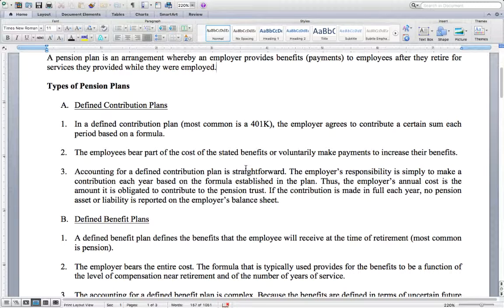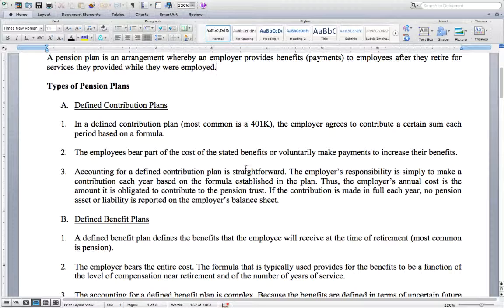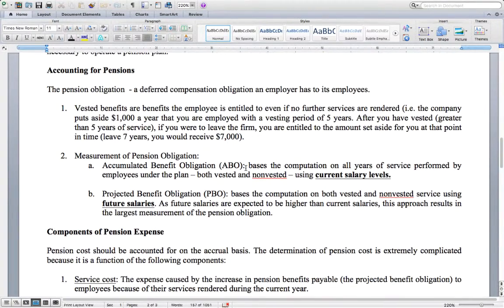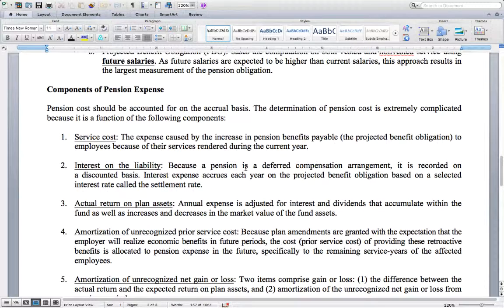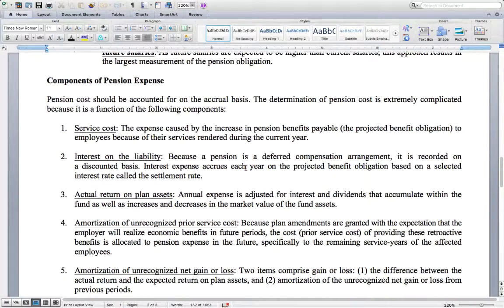But one piece of advice with regards to this chapter as you're preparing for the exam is to make sure you understand the differences between certain items. For example, the difference between a defined contribution plan and a defined benefit plan. Also, the difference between the accumulated benefit obligation and the projected benefit obligation. And lastly, make sure you have a basic understanding of what the components of pension expense are. I would not expect you to know in detail how each of these components functions. However, just being aware of what the 5 key components of pension expense are will be useful on the exam.